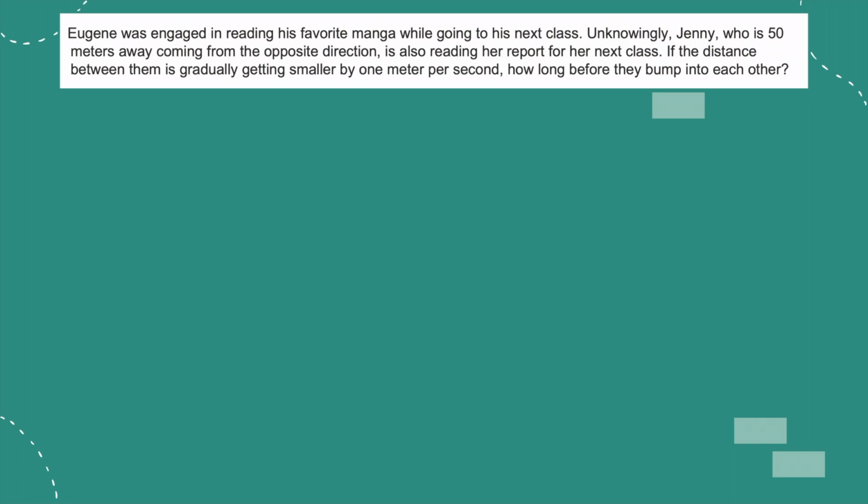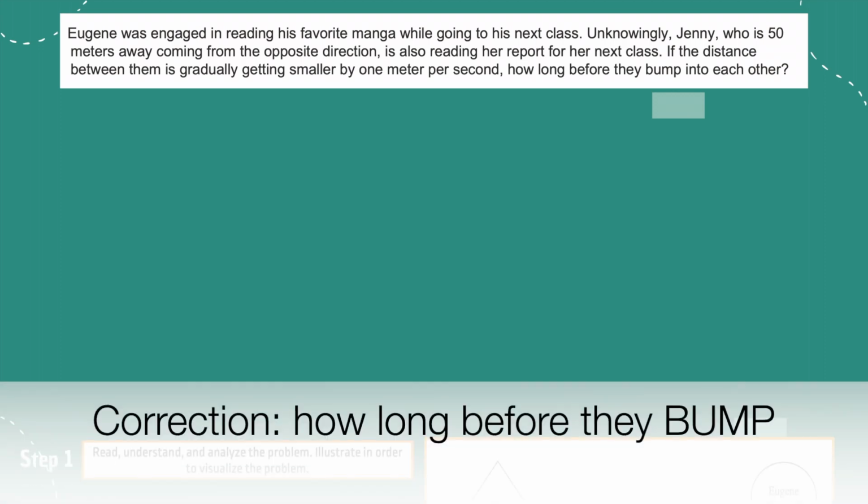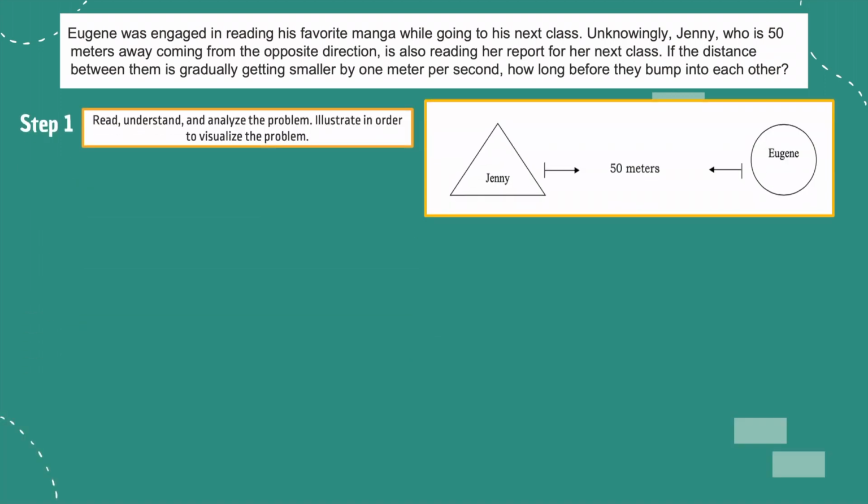Okay, let's have the problem again. Eugene was engaged in reading his favorite manga while going to his next class. Unknowingly, Jenny, who is 50 meters away coming from the opposite direction, is also reading her report for her next class. If the distance between them is gradually getting smaller by 1 meter per second, how long before they bump into each other? Okay, let's start with step 1. Read, understand, and analyze the problem. Illustrate in order to visualize the problem.